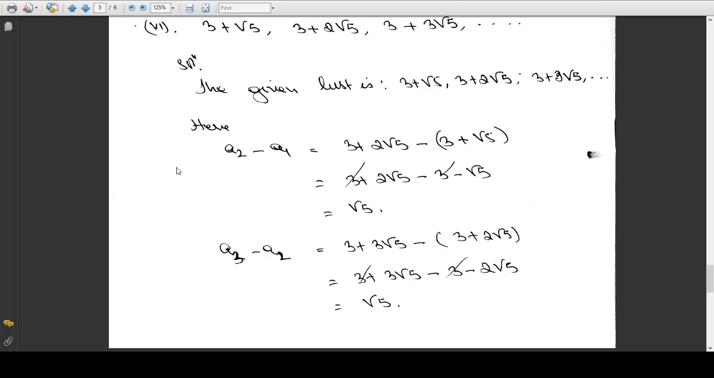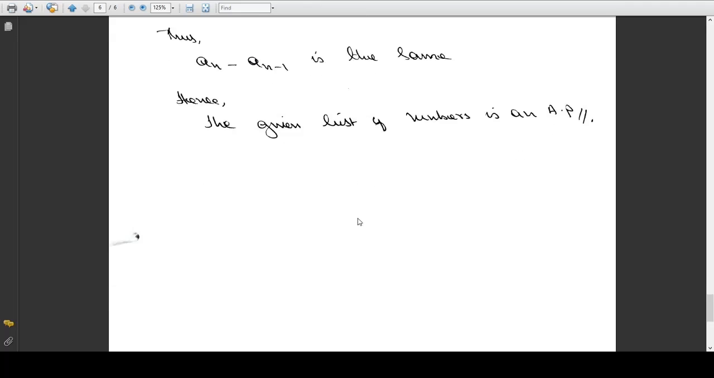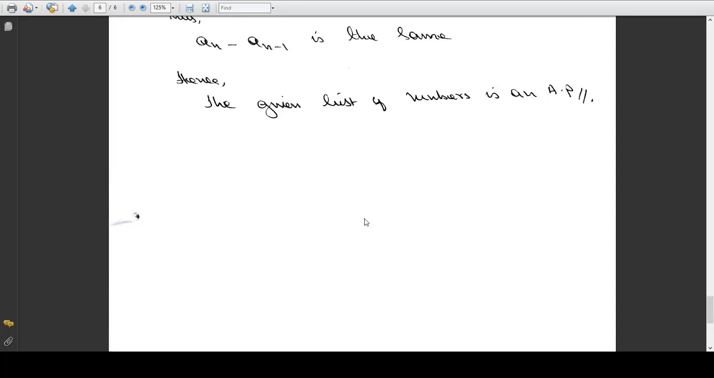Therefore you can see that the difference between the second and the first is root 5. The third and second also root 5. This means that this given list of numbers is in arithmetic progression. Okay, now it's clear to you. Watch this video, and then take the problem from the text and try to solve it by yourself. If you are not able to do that, go back to this video and watch it again. Okay, now we'll stop here. We'll continue again in the next class.